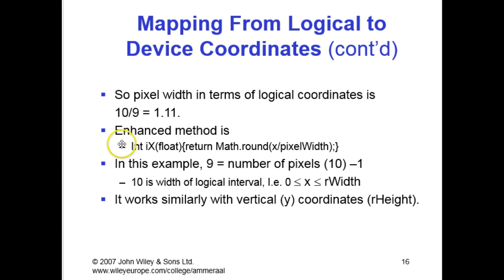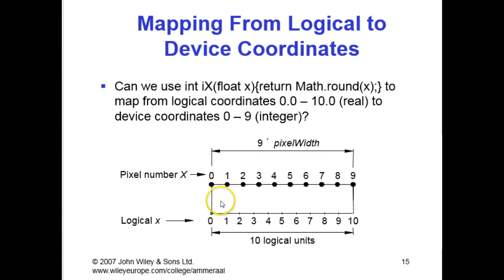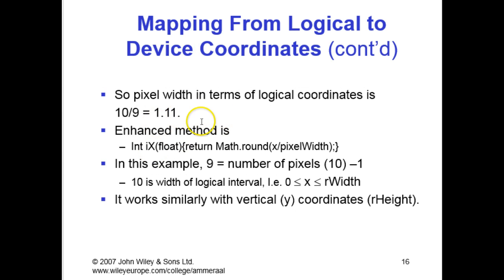Because basically what's happening is the pixel width, from here to here, this distance is about 1.1 logical coordinates. So what do we need to do about that? We try to get a better method for conversion by using x over the pixel width, and then we do a similar thing with height.